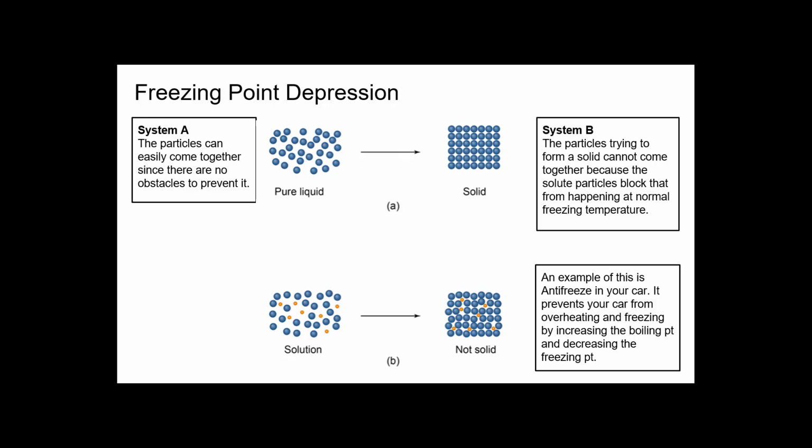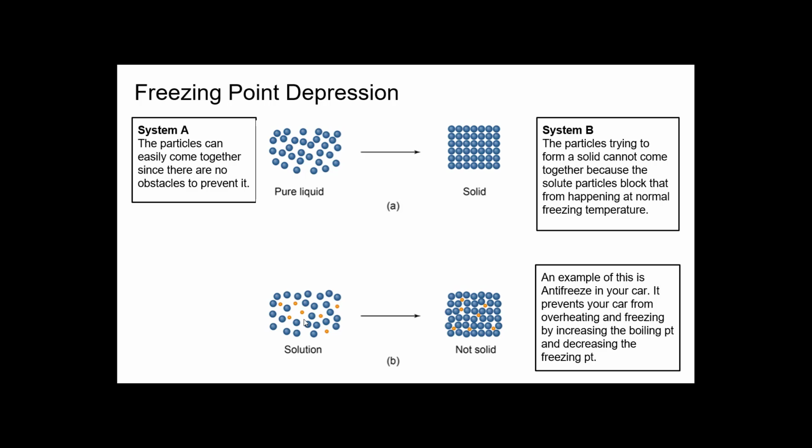But when you add something to it, so it's kind of like making it impure or dirtying it up, you are preventing the water molecules from coming together. The solute particles that are added to it are preventing those attraction forces from coming together. It's not strong enough. So it actually has to go down lower in temperature to overcome those particles and push them out of the way to become a solid.